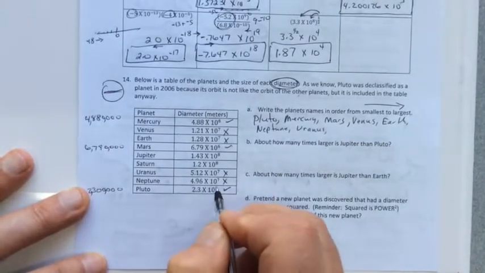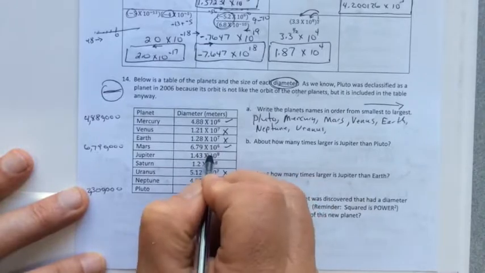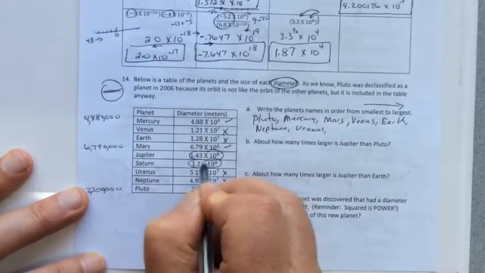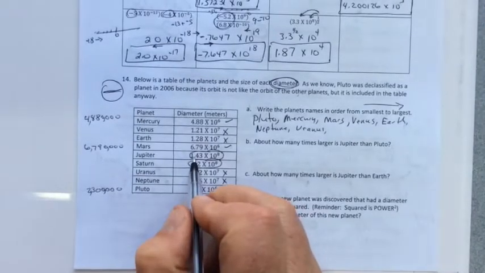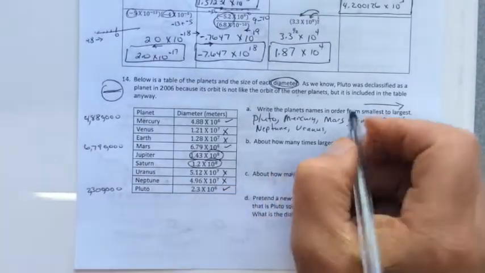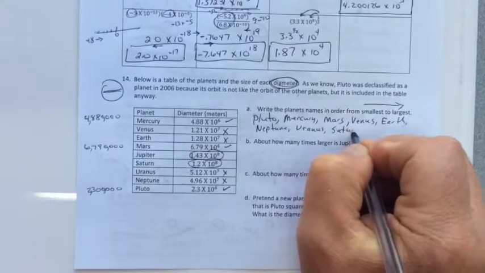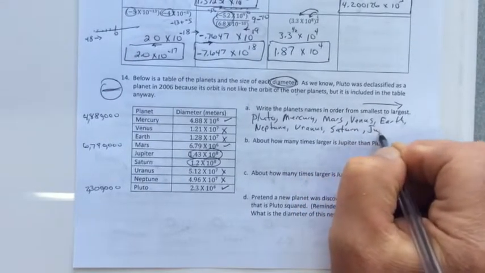Okay, so I got those done, and now the last ones are, there's an 8 and there's an 8. So those have 8 decimal moves. This is 1.2, this is 1.4, so this one is smaller. So Saturn is next, and Jupiter is the biggest.